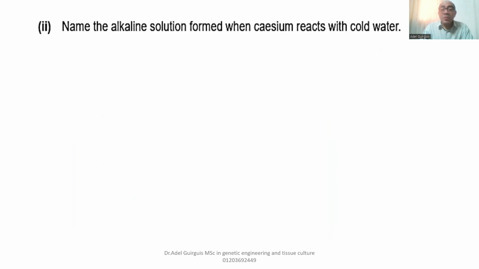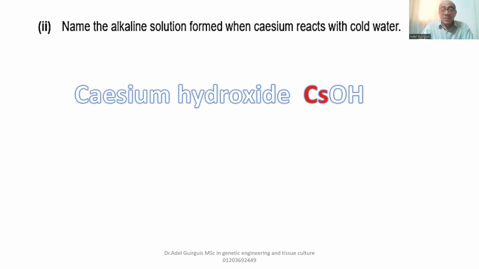Name the alkali solution formed when cesium reacts with cold water. From the nickname of this group, alkali metals. Why? Because all elements of group 1 react with cold water to form alkaline solution. What's the name of the product when cesium reacts with cold water? Yes, cesium hydroxide. The strongest alkali formed when group 1 elements react with water, cesium hydroxide, CsOH.